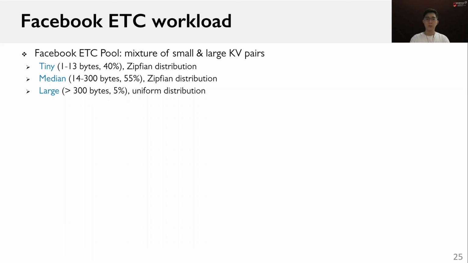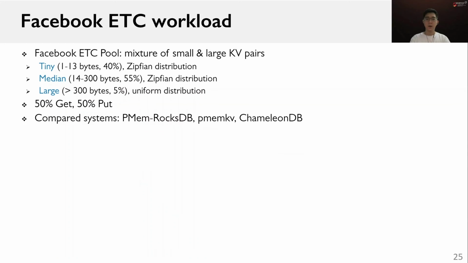The Facebook ETC pool workload has a mixture of small and large KV pairs, which represents real-world production workloads. There are 40% of KV items with size smaller than 13 bytes, and 55% of KV items with size smaller than 300 bytes. The get-to-put ratio is 50 to 50.